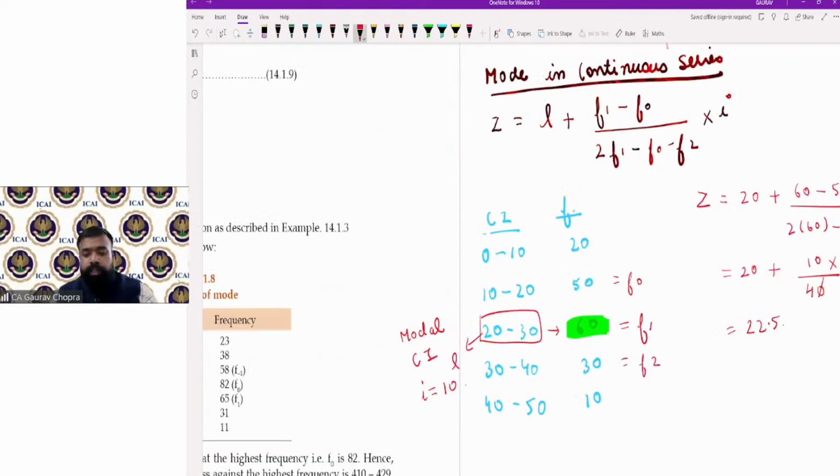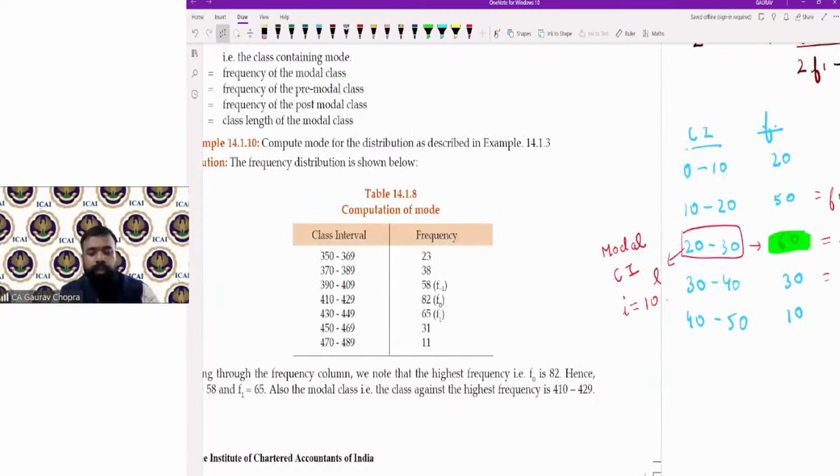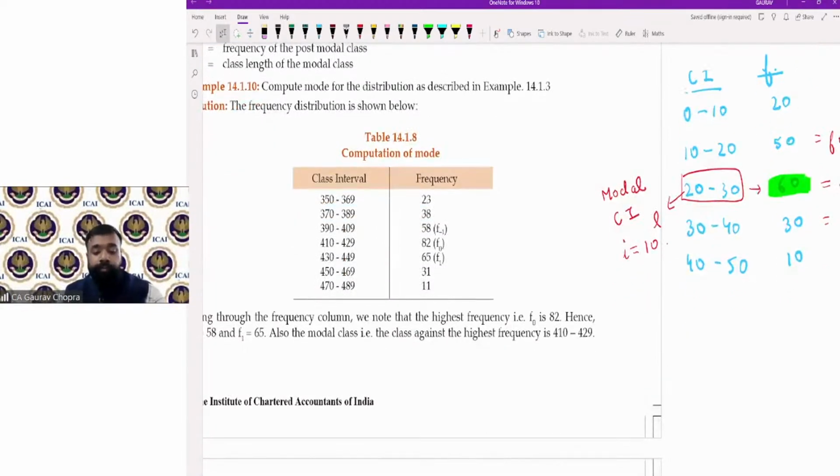So mode is done in continuous series. Now let's take one example, example number 10. In this, the class interval is given. See, this class interval is of inclusive nature. You need to convert this into exclusive, but why shall we convert all the values? We will convert only that class interval which is the modal class interval, and the remaining we will not convert.